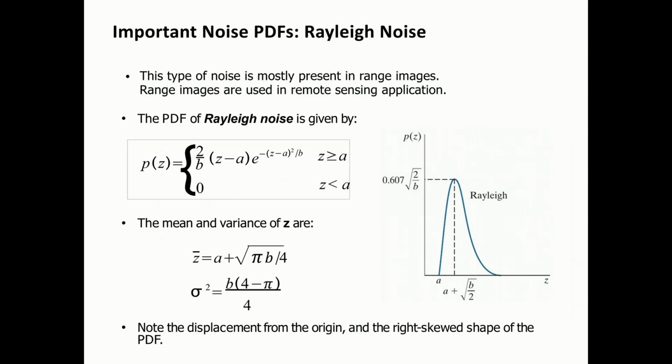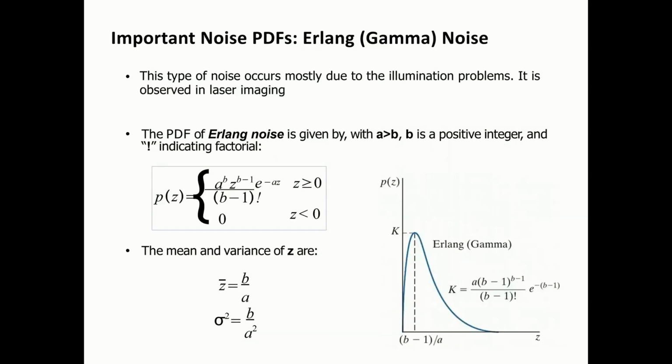Then we can have Rayleigh, which looks like this. So you are basically doing a curve fit, plotting the histogram and trying to find out which distribution most closely matches your noise. Each distribution has a mathematical model, and we don't need to go into those details. What we want to know is what type of distribution it is, and its mean and variance. Similarly, we have gamma distribution noise with its PDF, mean and variance.